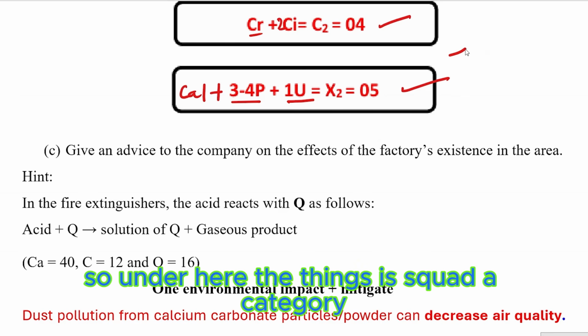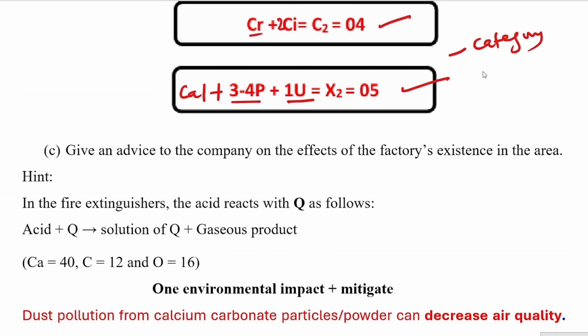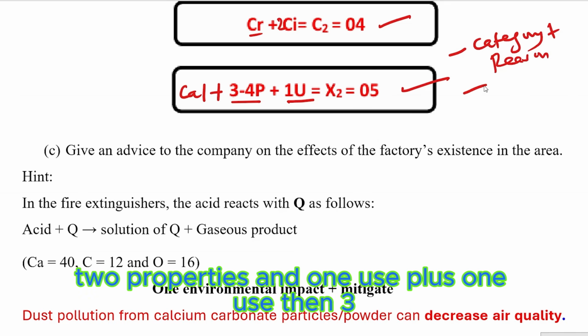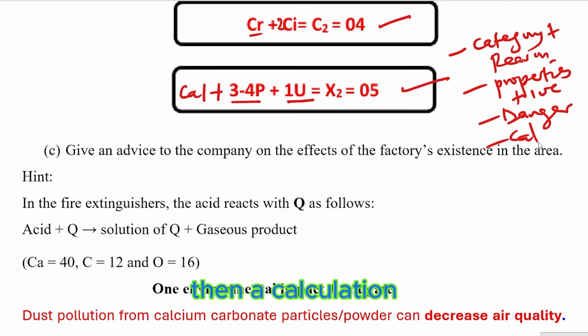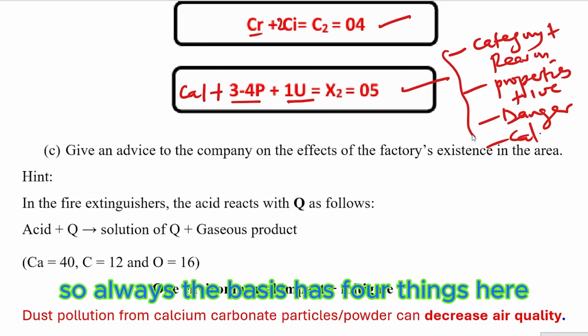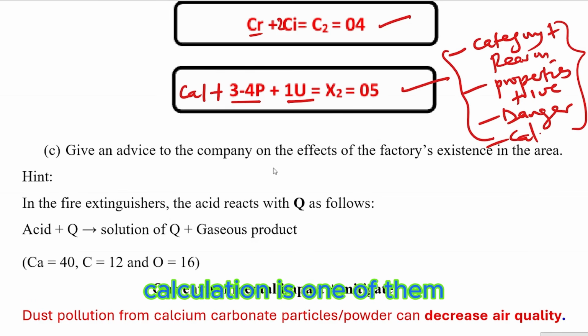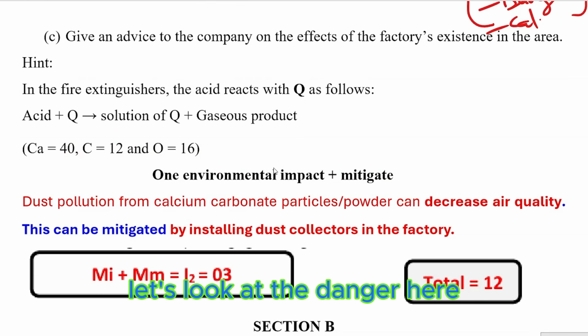So under here, the things scored are category plus reason, 2 properties and 1 use, then the danger to the environment, then a calculation. So always the basis has 4 things here. Calculation is one of them. Let's look at the danger here.